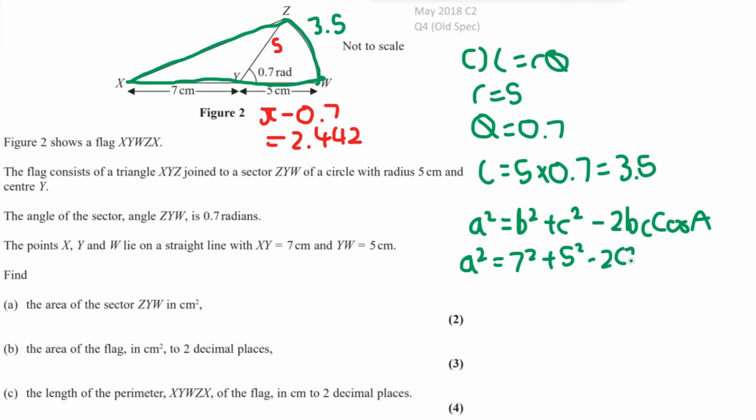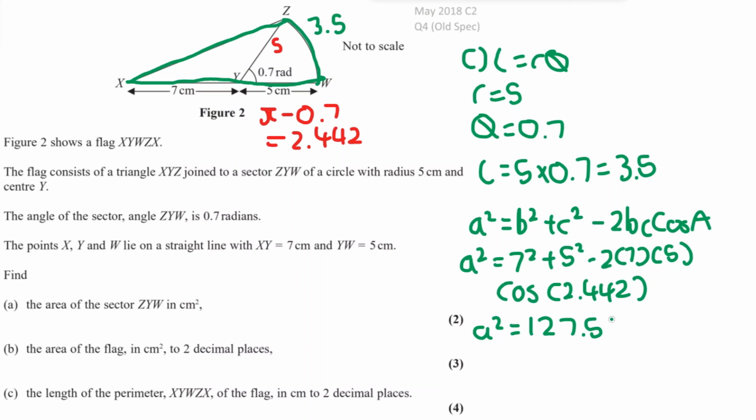minus 2 times 7 times 5 times cos of a, which we figured out before that this angle here is 2.442 in radians. So again, make sure we calculate in radians mode. And if you put this into a calculator, therefore a squared is equal to 127.557, but this is squared, so we need to square root it. So therefore a is equal to the square root of this, which is equal to 11.29. So this side here is 11.29, and therefore we can figure that perimeter by adding all of these together.